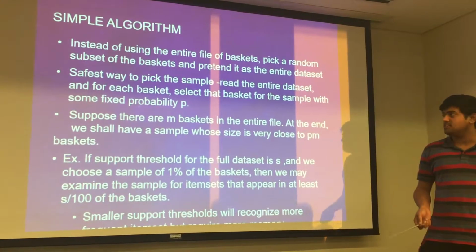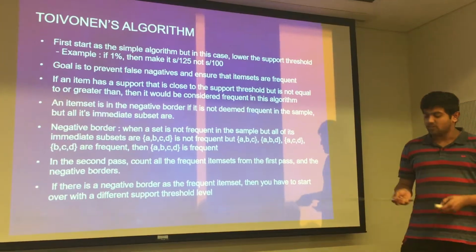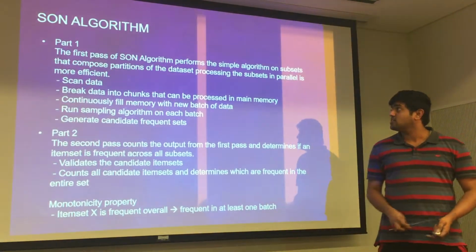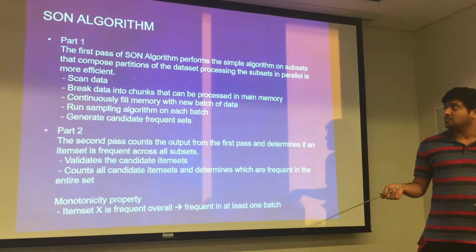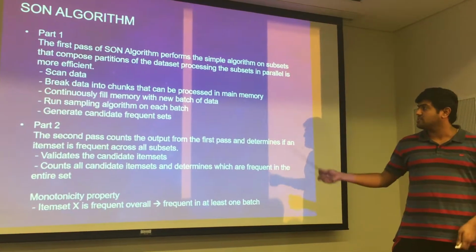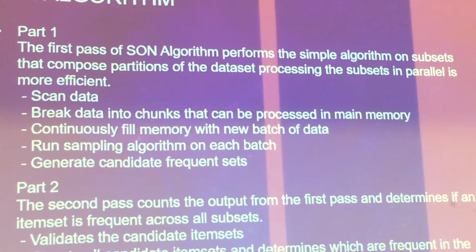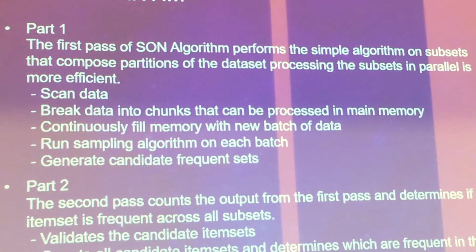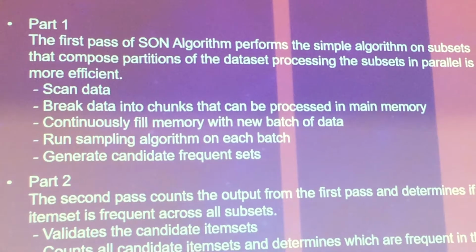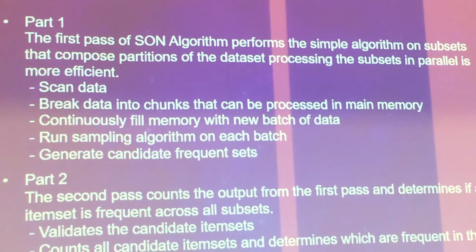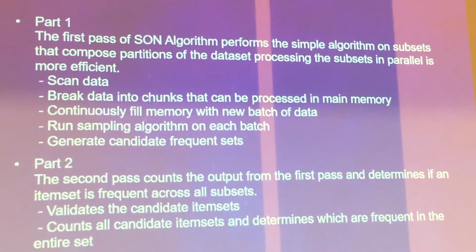An extension of the simple algorithm is the SON and the Toivonen algorithm. Let me start with the SON algorithm. SON has two passes, pass 1 and pass 2. Pass 1 has a lot of processing, as you can see. The first pass of the SON algorithm performs the simple algorithm on the subsets that compose the partitions of the data set, and it processes the subsets in parallel so that there is more efficiency.